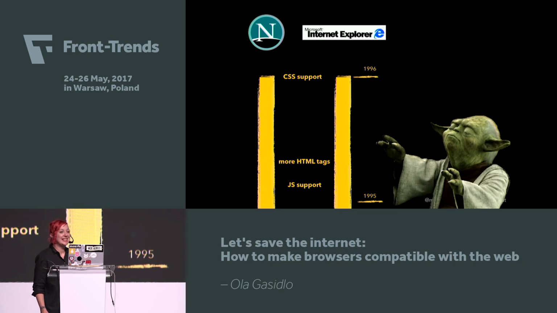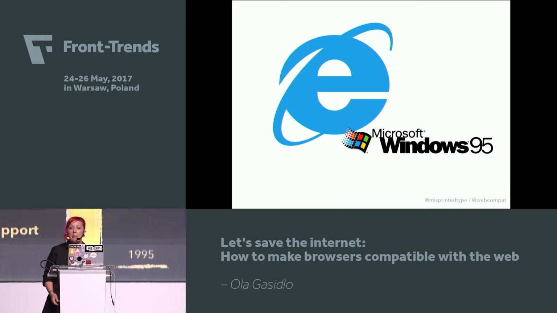In 1996, IE3 and Netscape reached feature parity, and they added CSS support. That was just in one year. That's huge for browser vendors. Also, Opera came out that year, but it didn't have the same feature parity, so not many people actually noticed.